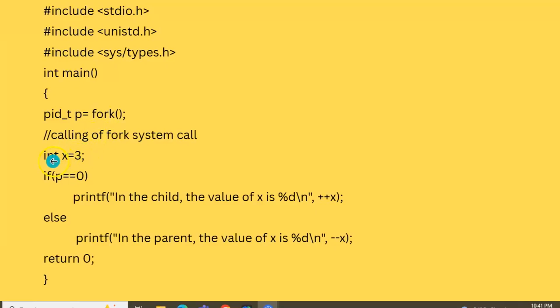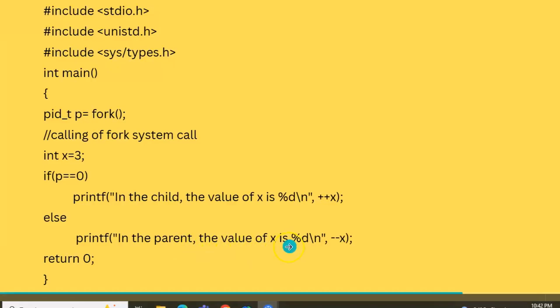Here the parent process will be executed first. int x is equal to 3, and what is the p value? The p value will have the process ID of the newly created child process in the parent. So as far as the parent is concerned, p is not equal to 0. In the case of the parent process, this will be executed: the value of x is pre-decremented, that is --x. That means 3 will be decremented by 1, so in the parent process it will print 2.